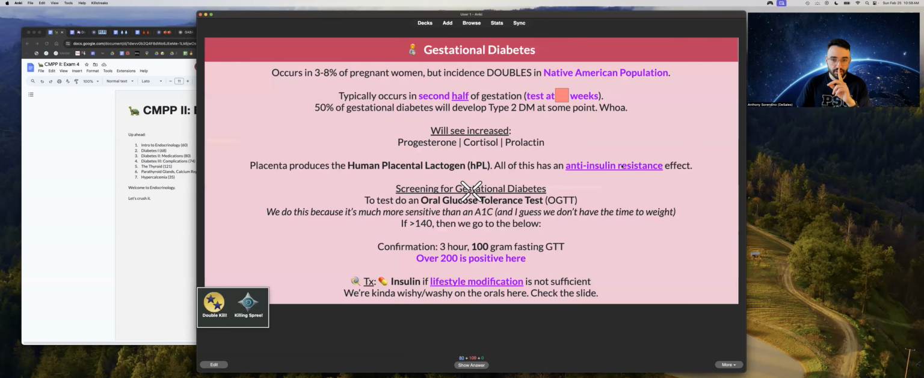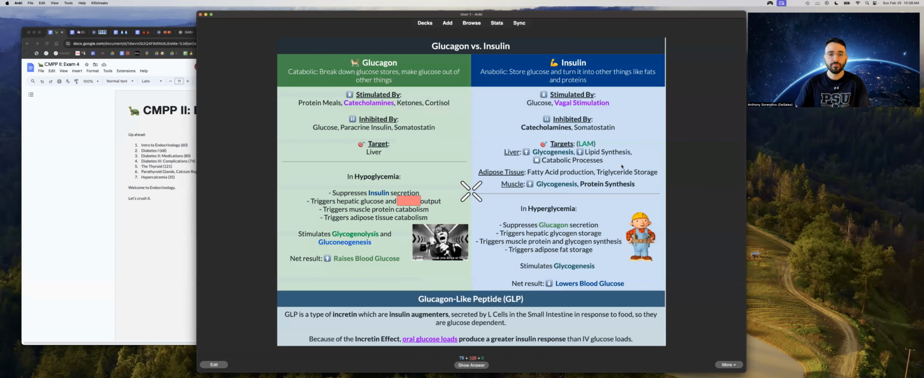Autosomal dominant. When do we test? Second half of gestation. So gestation is like every 12 weeks, but that's a trimester. So what's the second half of 40? Okay, after 20. I think we tested at 24 weeks. Yes. So the beginning of the second trimester. Right? Sure. Triggers hepatic glucose and what output? Hypoglycemia, just glucose? Ketone. Oh, that's important. All right. What stimulates glucagon? Protein meals, something, ketones, and cortisol.